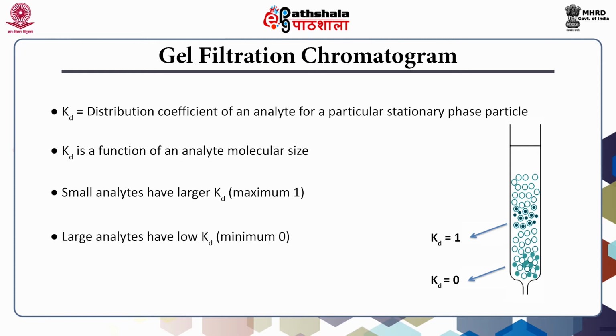But in the case of larger molecules, which cannot enter inside the pores of the beads, they pass between the beads, that is why their distribution coefficient in gel filtration chromatography will be low. So, basically these distribution coefficient values range from 0 to 1. If it is a very small molecule, the distribution coefficient Kd will be 1. If it is a very large molecule, Kd will be 0. For intermediate analytes, the distribution coefficient ranges between 0 and 1.